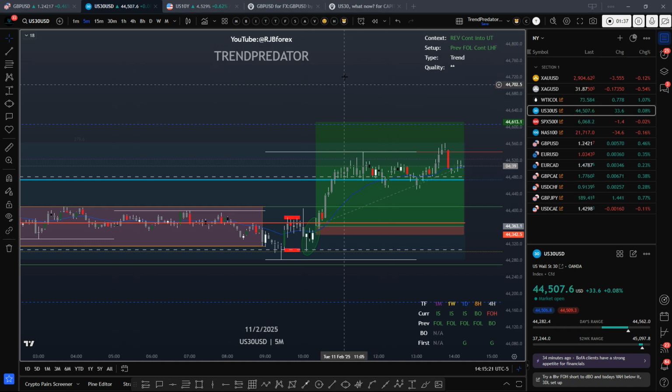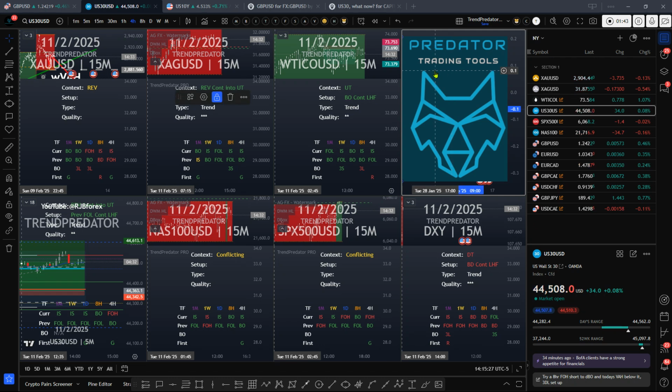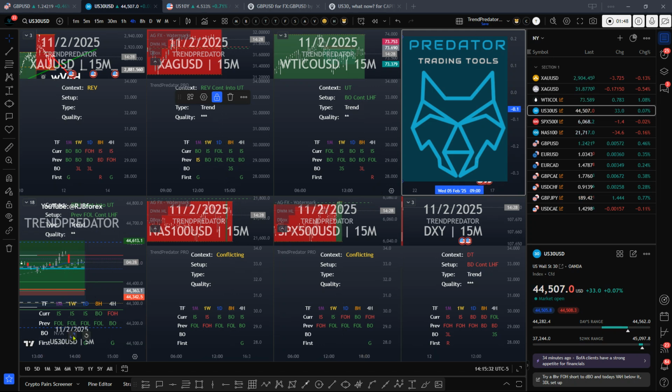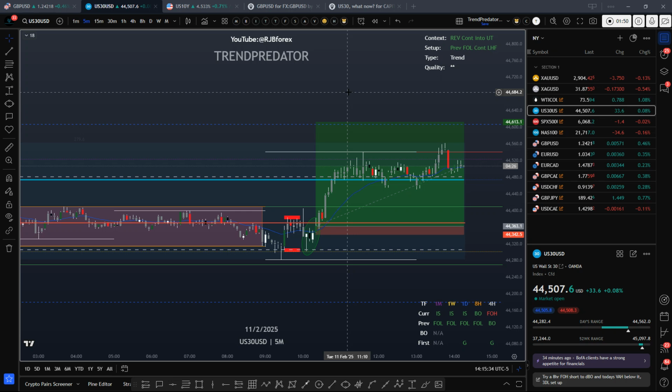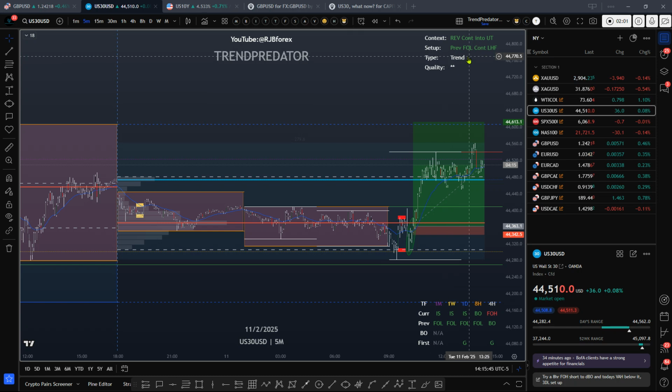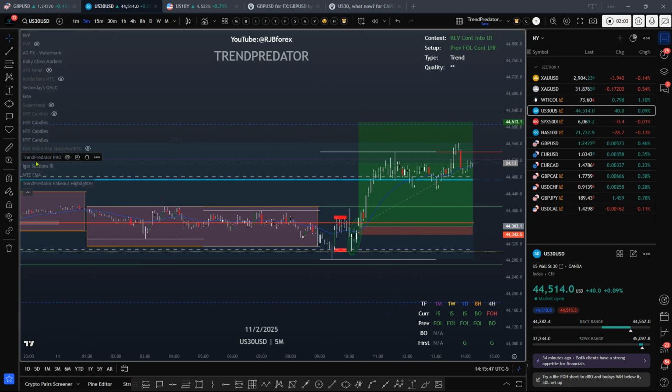This is where the TrendPredator trading tools are going to be of benefit. I've combined the TrendPredator Pro with a series of indicators, but in the main, what I'm using is the TrendPredator Pro for the setup, and now this fake out highlighter. So let's get into the fake out highlighter.